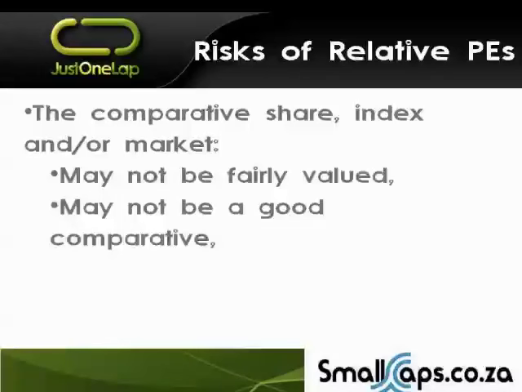There are a couple of very, very unique companies out there. For example, Pumalela on the JSE, it's a sports betting company, particularly horse racing. Now, there isn't really a strong comparative. You could look at it against the ALSI. Well, the ALSI is dominated by Anglo and Billiton resource companies. So what do their price earnings mean against a sports betting company? Very little.